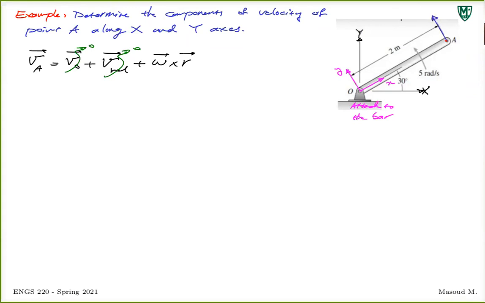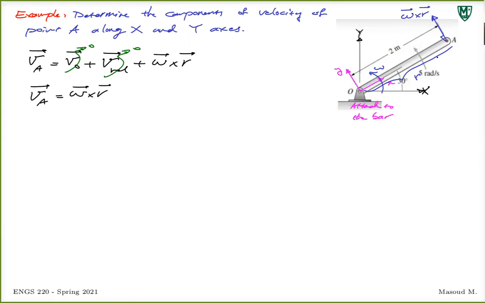This is your omega cross r, perpendicular to r. This is your r, right? This is your r, and this is omega. Rotation of the local frame. So basically, it becomes VA is equal to omega cross r. Now, omega cross r is perpendicular to r.